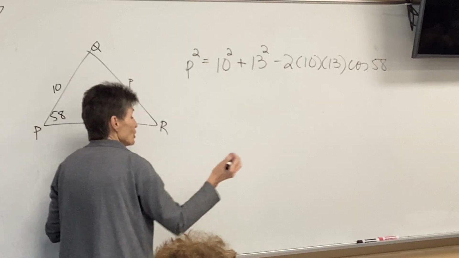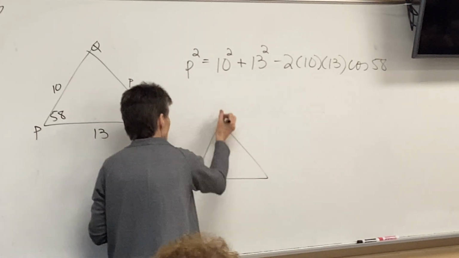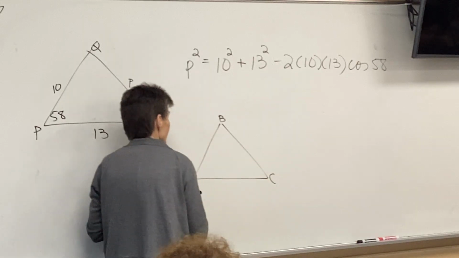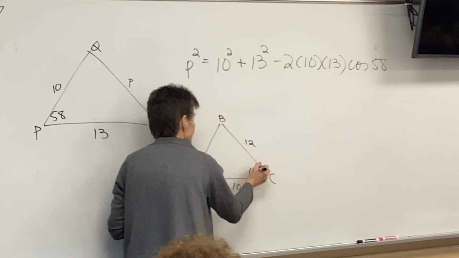Okay, so just for fun, you don't have to write this down. Let me make another one. Let's say triangle ABC. And let's say, I know this is 12, and this is 10, and this is 62.